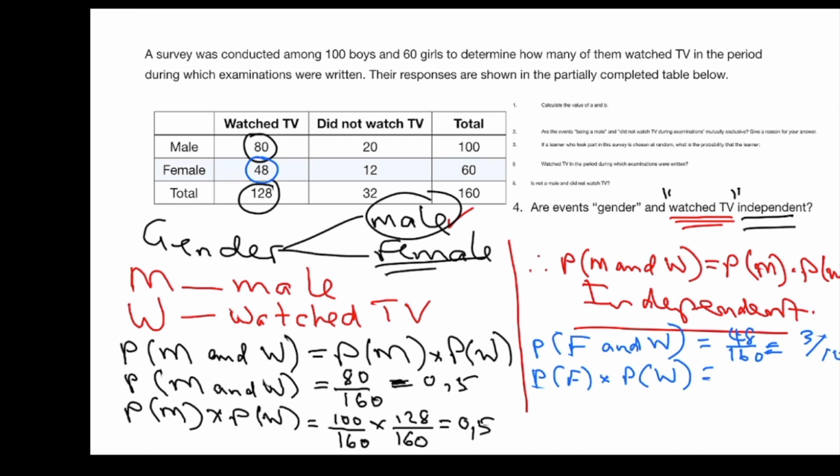Then the second part, the probability that somebody is female. How many females are there? We are told there are 60 females out of 160. Multiply that by the probability that a person chosen watched TV. That will be 128 over 160. If you multiply these two, once again, you will get the same answer, 3 over 10. And so because these are equal, we conclude that the events are independent.